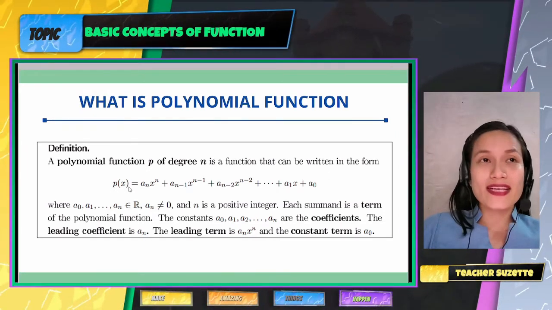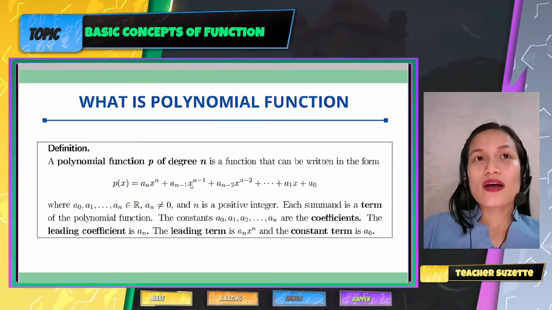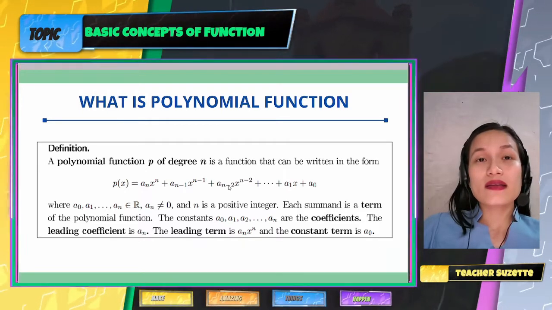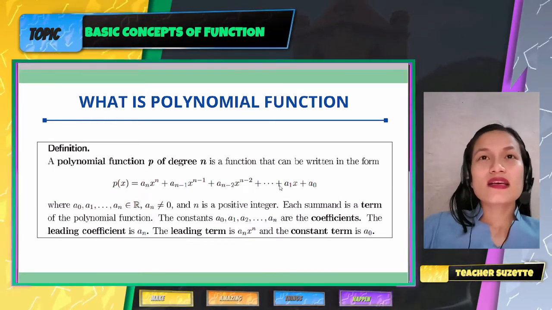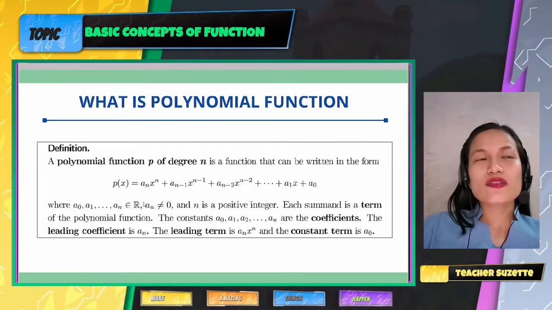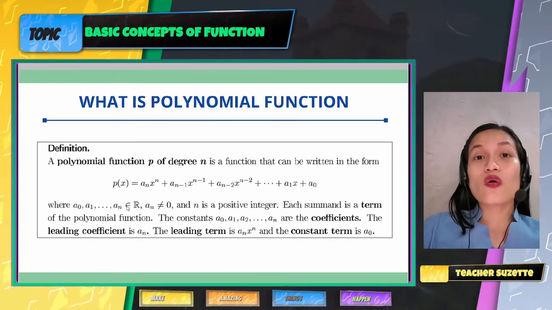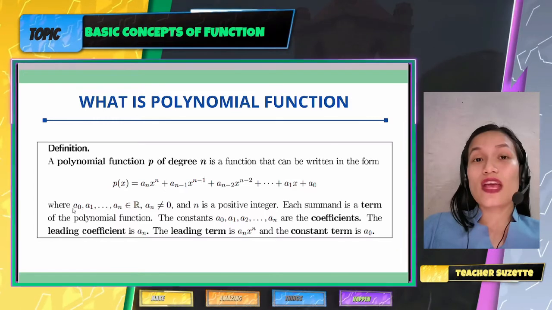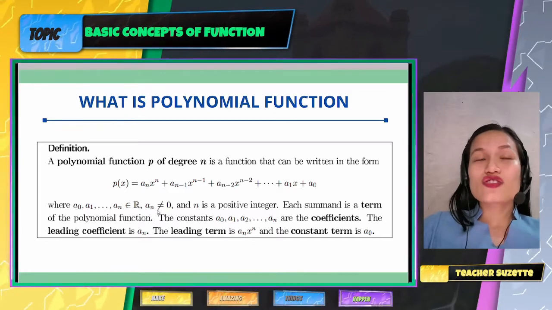So, you have P of x is equal to a sub n x raised to n, plus a sub n minus 1 x raised to n minus 1, plus a sub n minus 2 x raised to n minus 2, plus ... plus a sub 1 x plus a sub 0. So, you have to consider daw dito wherein yung a sub 0, a sub 1 up to a sub n mo are set of all real numbers. So, any values that are real numbers are accepted to be the values of your a sub 0, a sub 1 to a sub n. But you have to take note that yung a sub n mo should not be equal to 0.